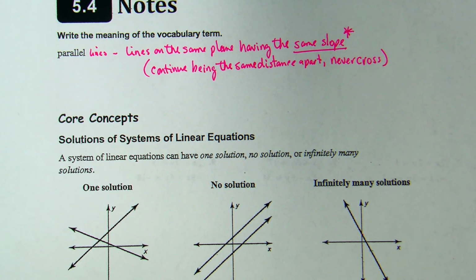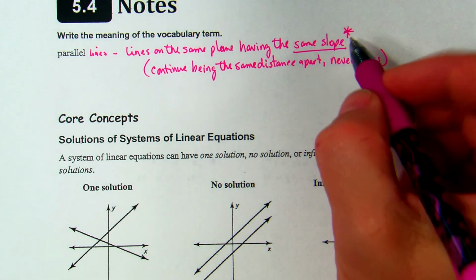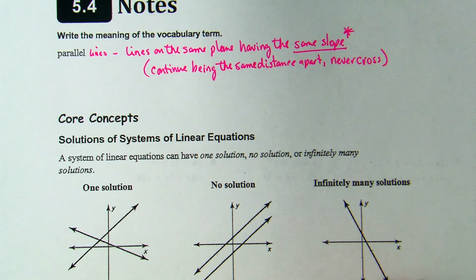So parallel lines are lines on the same plane having the same slope. They will continue the same distance apart. They will continue being the same distance apart in either direction that they go, meaning that they will never cross or intersect. And that's going to be important as we move along here. The most important key here is this same slope business.